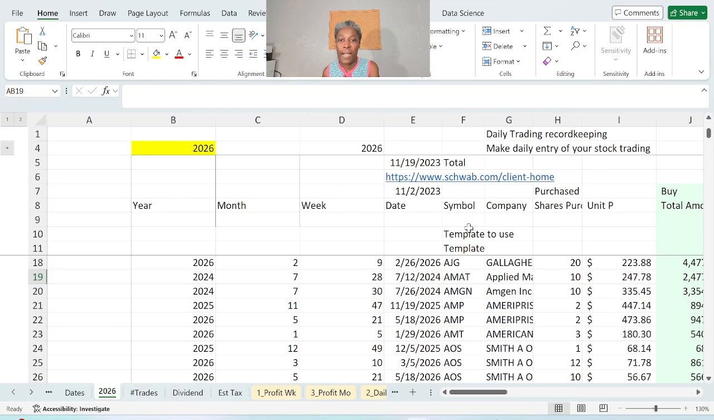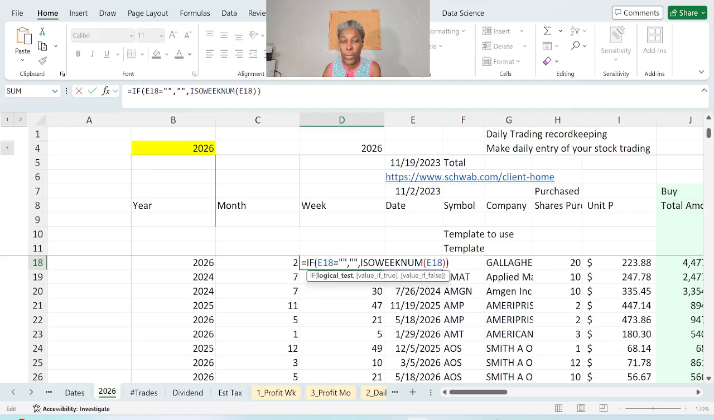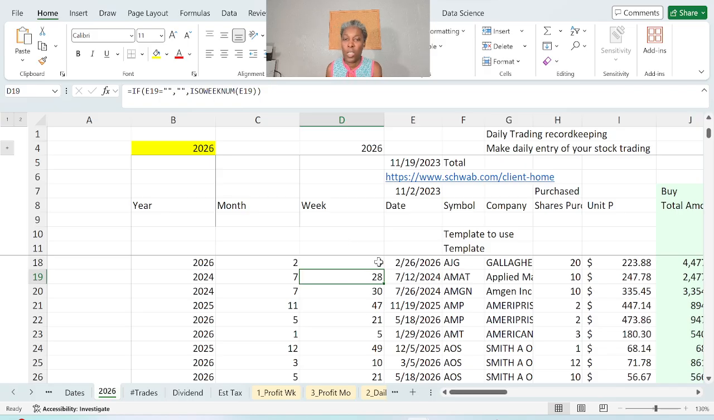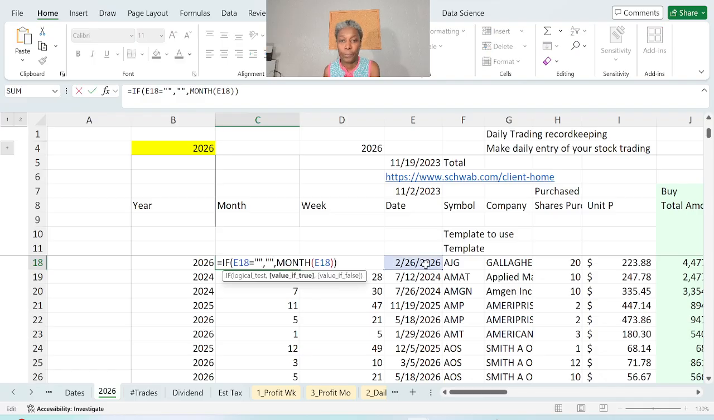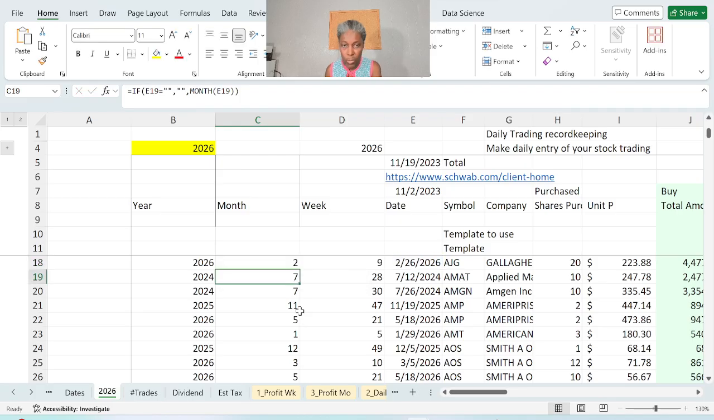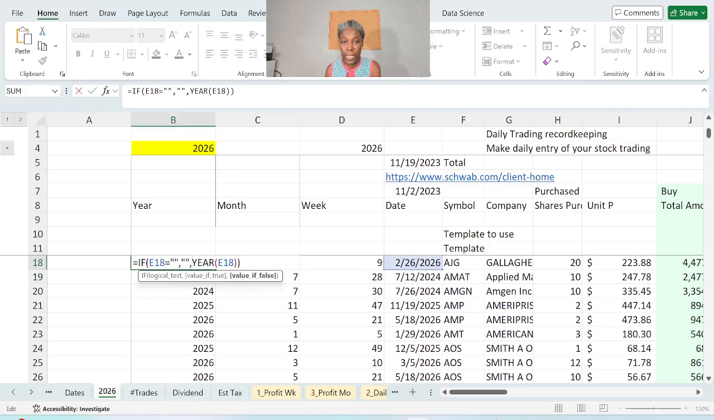And on the sell side, I have the same thing, the formula for the week. I'm using ISO week number, and entering my date here, it will just calculate it for me, the week number of the year, because we have 52 weeks. So that is like week 9 and month 2. It will pull that as well, and the year. Again, that is the formula. It will pull it from there as well.